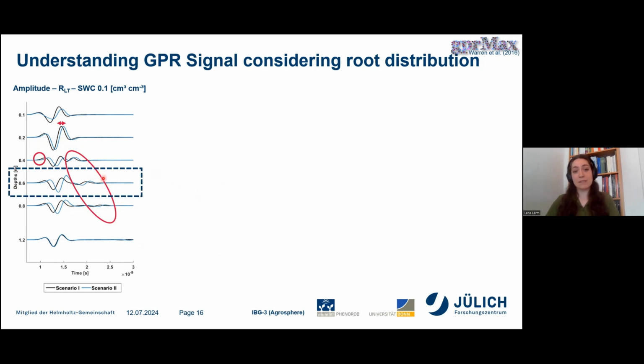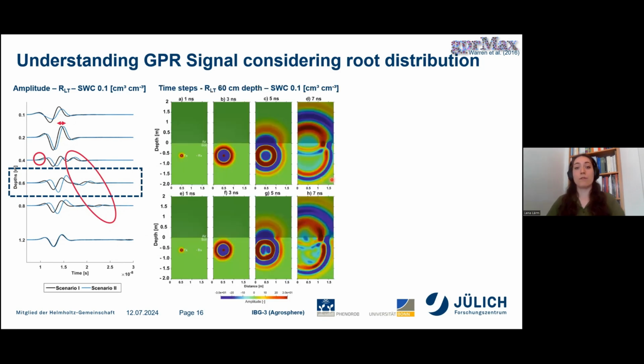For the 60 centimeter steps, I will show you this over a few time steps. So this is above here, not considering any roots. And as you can see here, the wave travels in a circular way throughout the soil. And if we consider roots, we have these scattering effects.